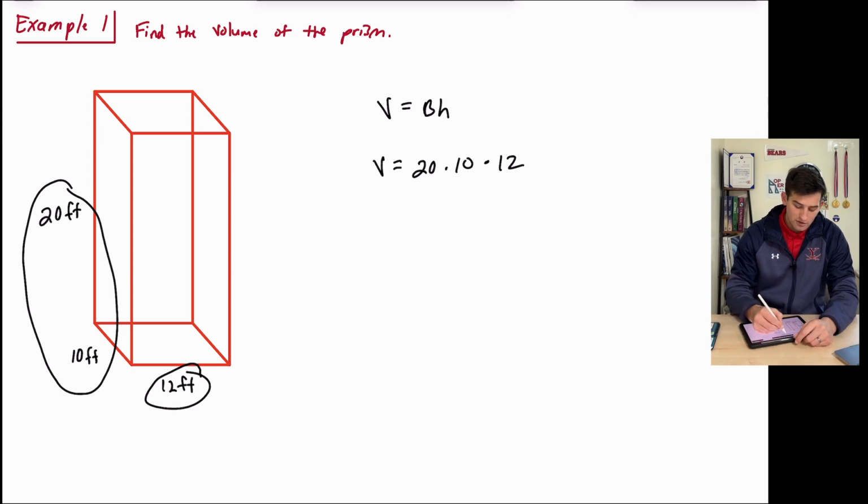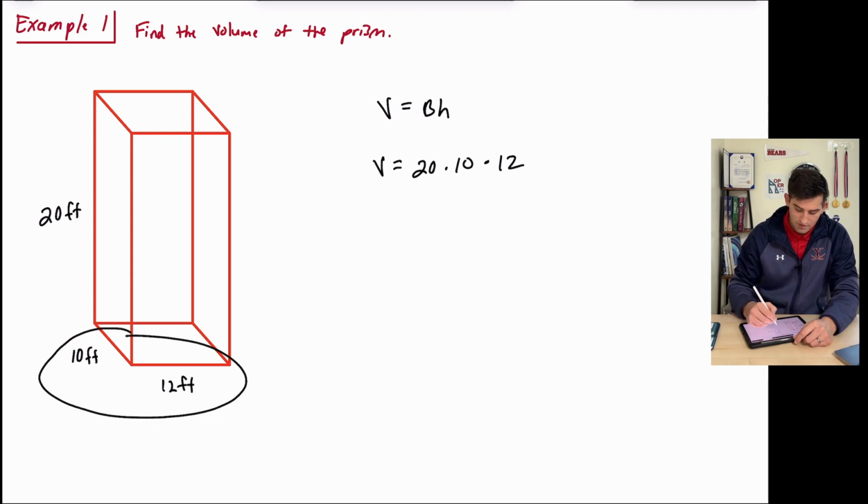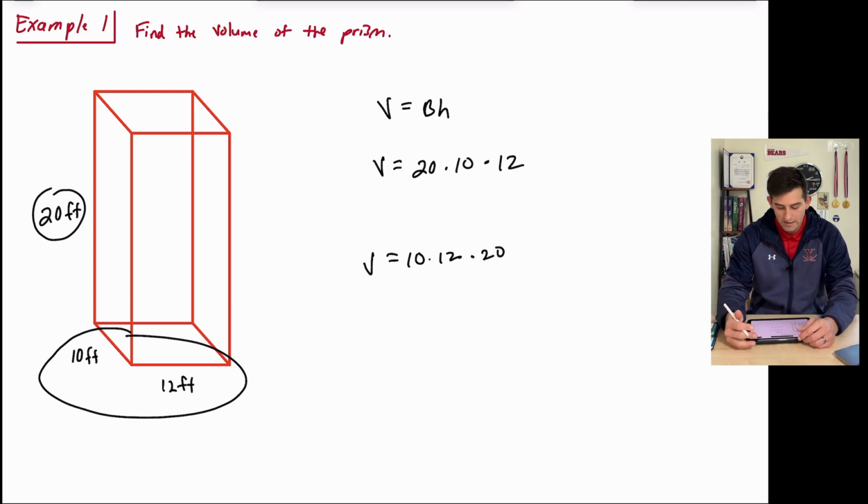Well, we're doing multiplication here, so we know that the order of our multiplication technically doesn't matter, right? So even if I wanted to look at this and say, hey, I actually think the base is here, so 10 times 12, and then my height is 20. Well, okay, that works fine as well, right? Because we're still multiplying the same three numbers together, right?